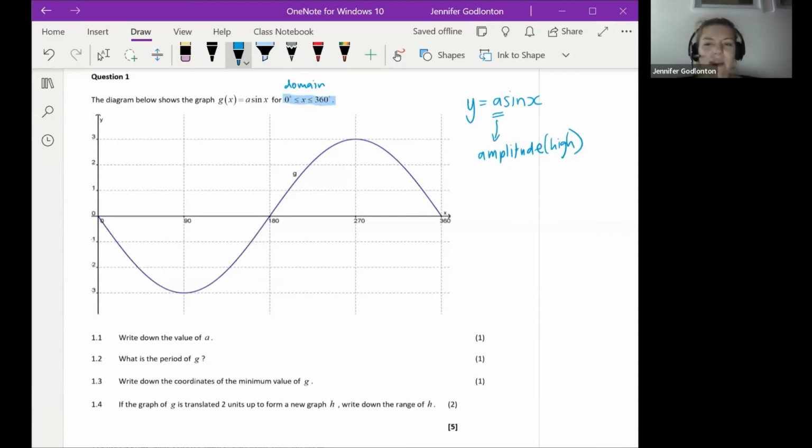Good. Okay, so for our amplitude, we can go from our center point up to our maximum, and we can see that that's 3 units. Okay, so that's one way of finding our amplitude. Another way of finding our amplitude, we have to be careful though. I'm just going to leave some space and you'll see why.